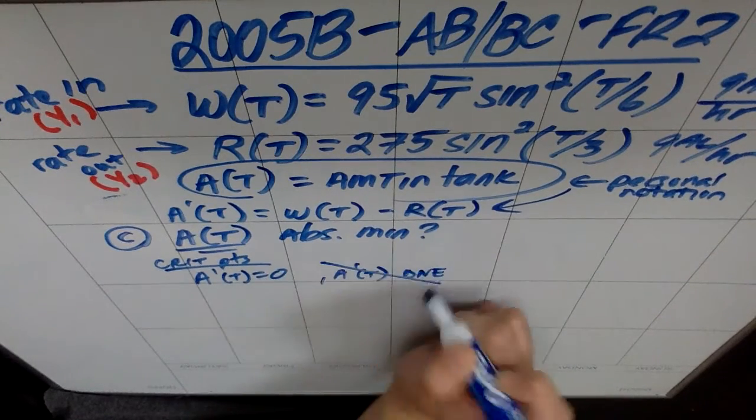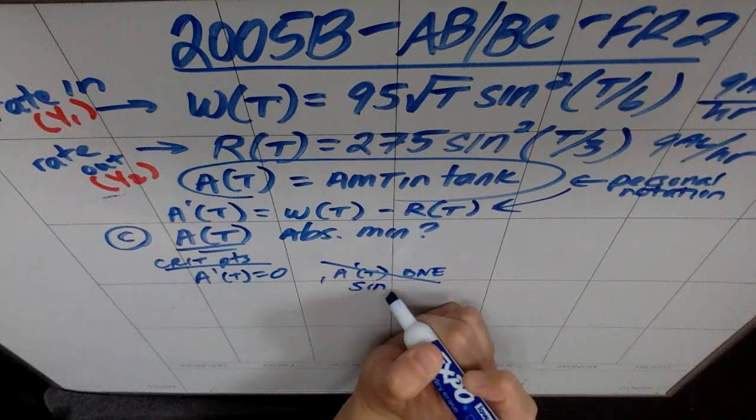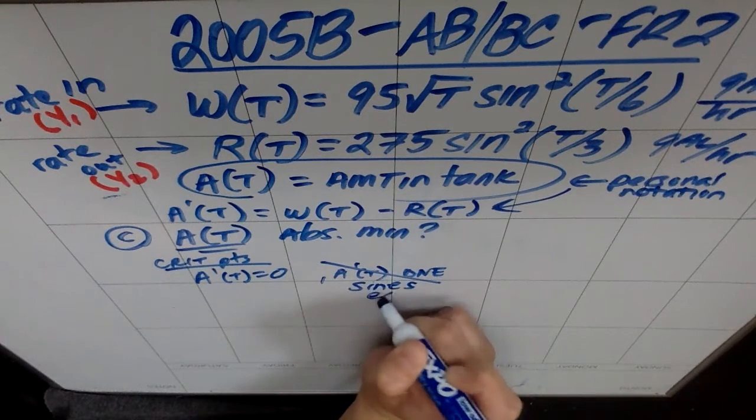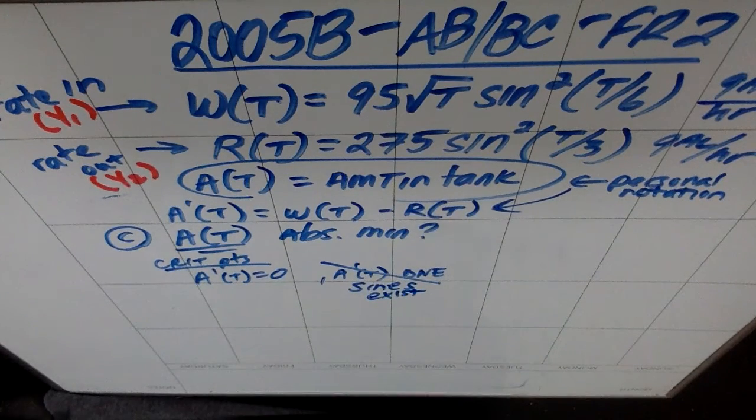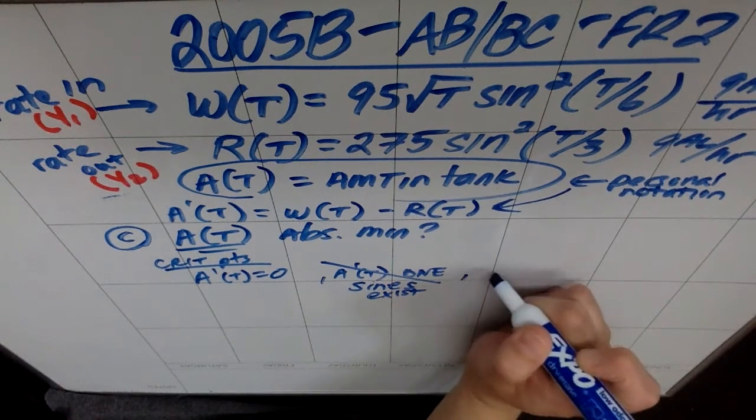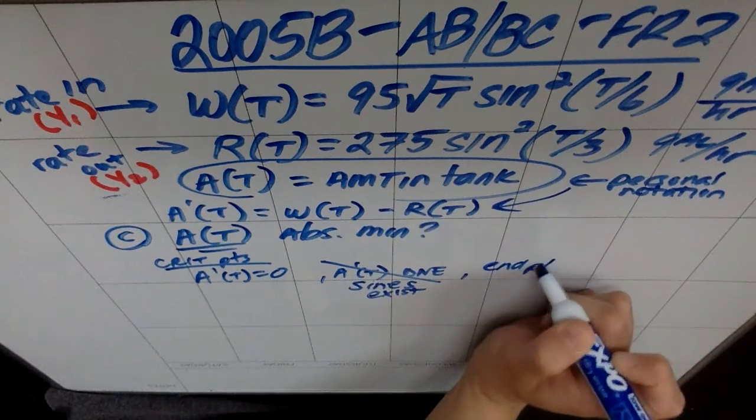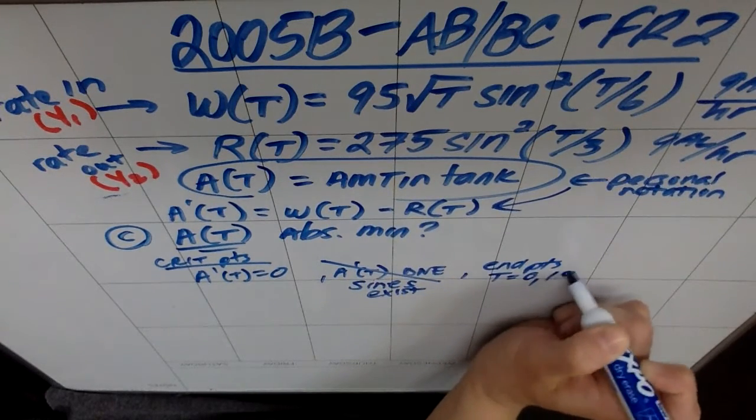that's not an issue because they're both sine functions and sines exist, right? Sines don't have any weird asymptotes, they don't have any spots where they don't exist, or at the endpoints, right? So the other kind of critical values are the endpoints, which are 0 and 18 in this instance.